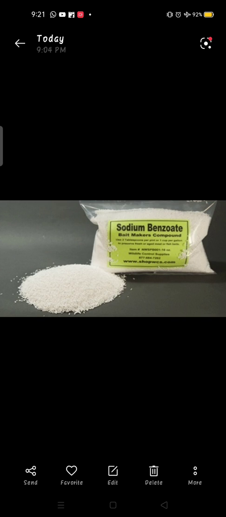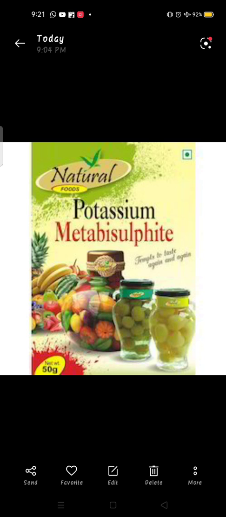Other methods are preservation by common salt. Okay? For ages, people have preserved fish and meat by salting. Meat and fish are covered with common salt to prevent the growth of microbes. Salting draws out water, that is moisture, from the food and it prevents microbial growth. So, salting is also used to preserve amla, raw mangoes, tamarind, etc.